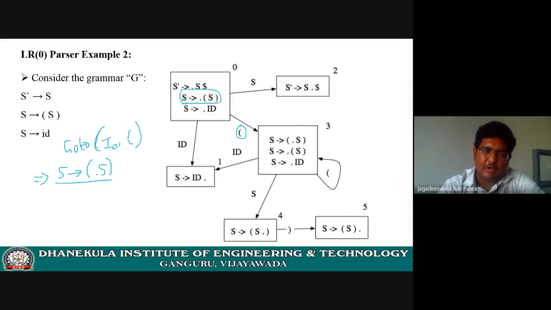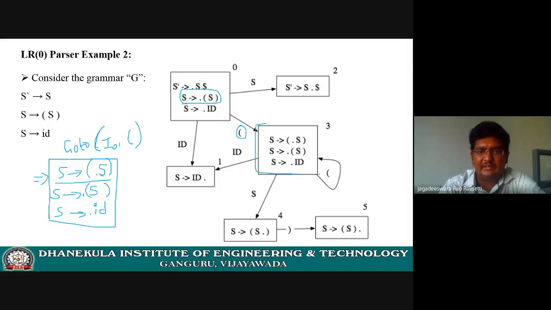Am I clear? If you observe, after the dot, again there is a non-terminal. So whatever production rules S is deriving, those are to be added. S tends to open brace, capital S within the braces, with the dot added. Again S tends to ID, this particular production, and the dot is added. So this is my new state, given the name I3. So what did I do here? What is the action I did here? I did the action of shift.